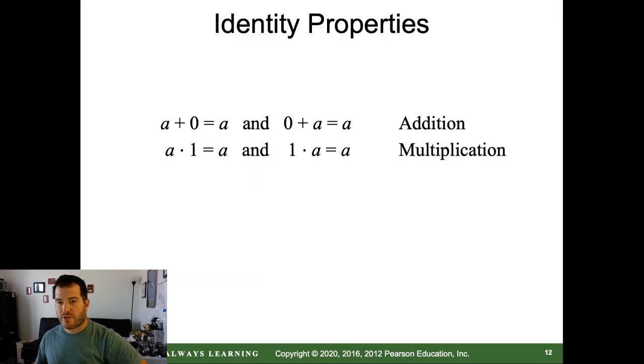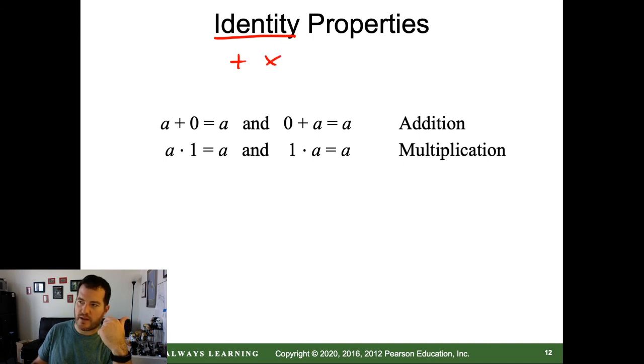All right, the next property we're going to talk about, I think we only have 2 more properties, is the identity property. So this one just means, like, what can you add or multiply that doesn't change it?